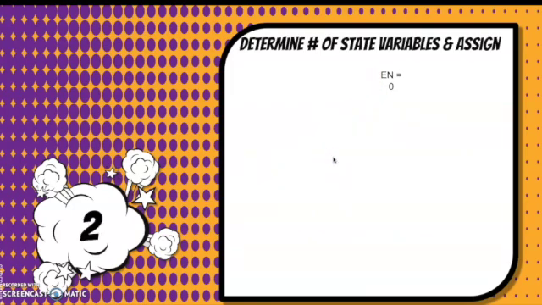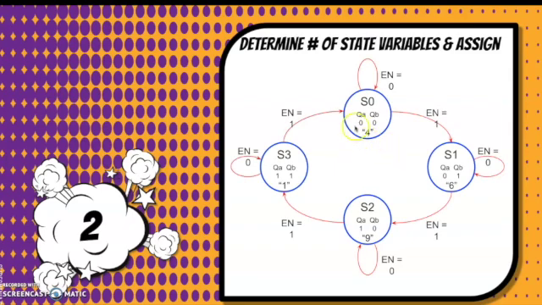So then we need to determine the number of state variables and assign them. So here we have QA and QB identified in each of the state bubbles, and we have 0, 0, 0, 1, 1, 0, and 1, 1.